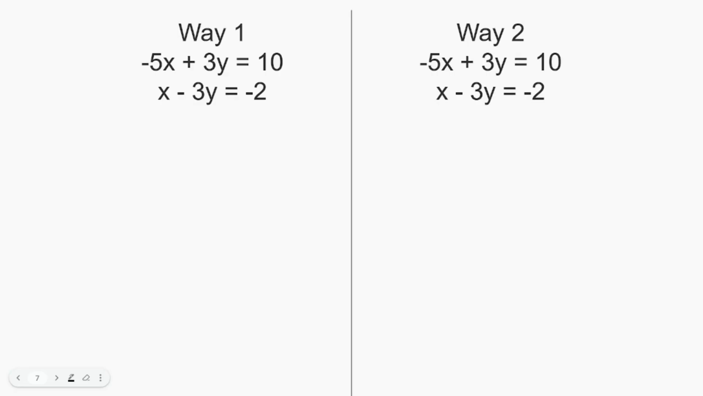Now, for our last question, I wanted to go over 2 different ways to solve it. So our way 1 is going to be our normal way that we've been practicing. And our way 2 is going to be a trick that works sometimes. Not always, but sometimes. And in this case, it's going to work well. But first, let's solve it the normal way. Like before, our first step is to isolate a variable. So let's make this second equation the one we isolate.